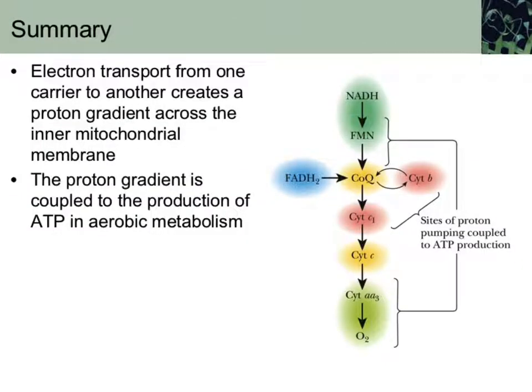Okay. That makes it out to cytochrome C. Cytochrome C can then dump that into complex 4. That's our O2 producing, or O2 consumer. Okay.